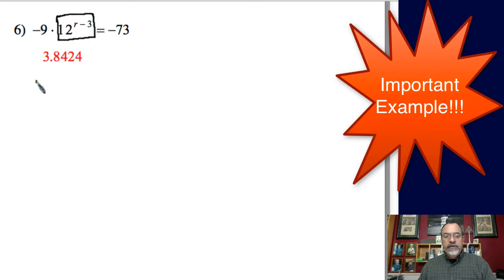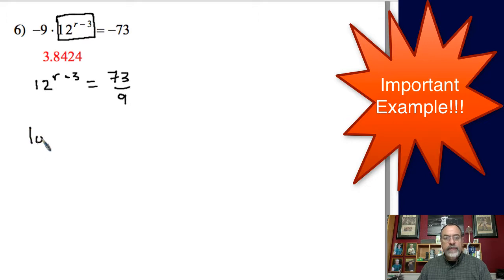So I'm going to divide both sides by -9. That's going to give me 73 over 9 on this side. Now please don't give me a decimal approximation, just leave it like that. And again, it's positive because we have a negative divided by a negative. Now that we have this isolated, we can undo this exponential operation by doing the inverse. So we're going to take the log of both sides.